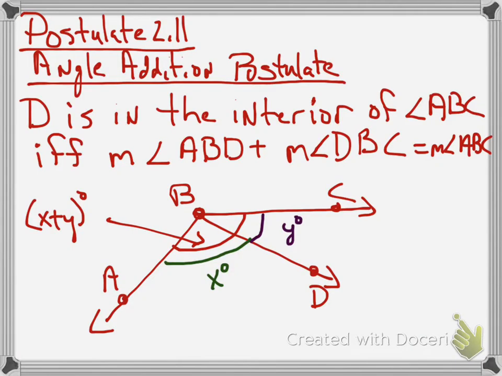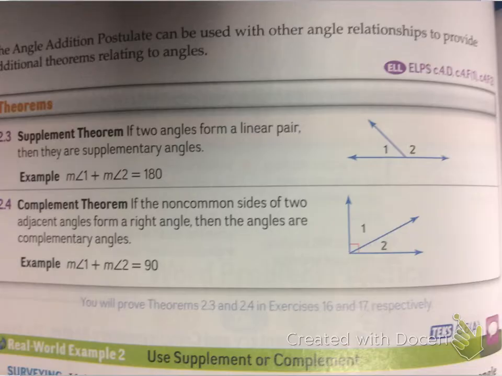All right, now we're going to have some more postulates and theorems, and there's a ton. Postulate 2.11, the angle addition postulate, which basically says if some ray is in between an angle, then the two angles that are formed equal the larger angle that the whole thing forms. And you can kind of see a drawing there, but you get the idea.